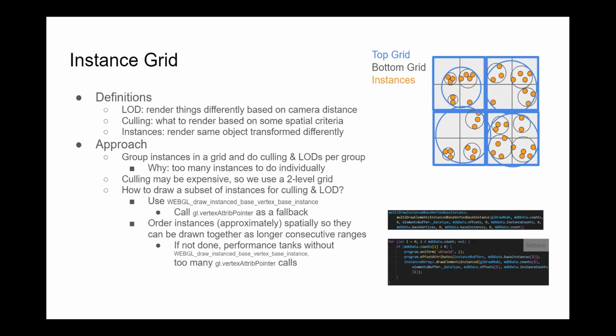So to do LODs and culling, we need to split and group our instances, the instances of molecules, spatially, so we can cull parts of them and show others at different levels of detail. So let's start with some definitions.